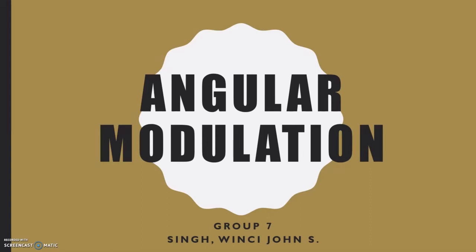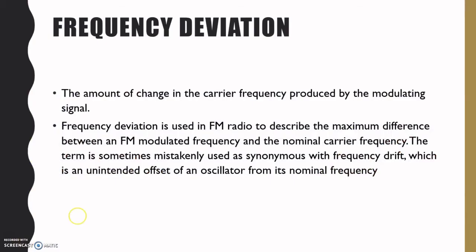The first topic that I will discuss is all about frequency deviation. Frequency deviation is the amount of change in the carrier frequency produced by the modulating signal. Frequency deviation is used in FM radio to describe the maximum difference between an FM modulated frequency and the nominal carrier frequency. The term is sometimes mistakenly used as synonymous with frequency drift, which is an unintended offset of an oscillator from its nominal frequency.